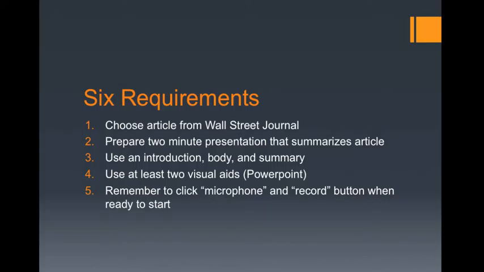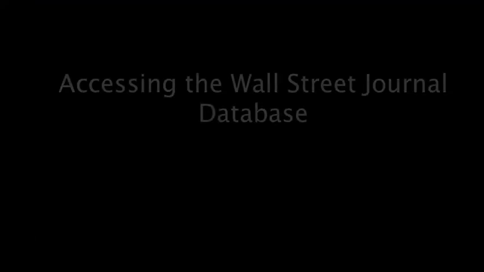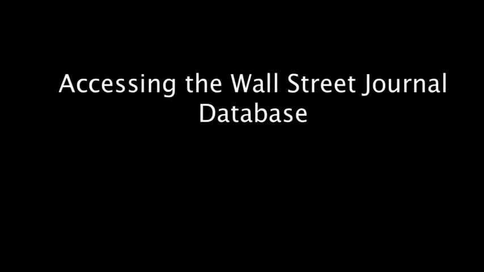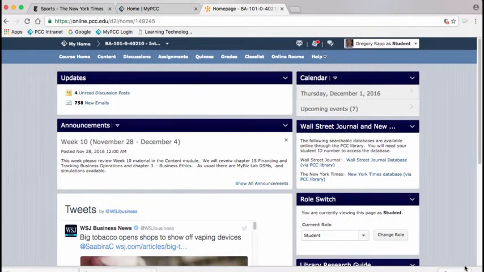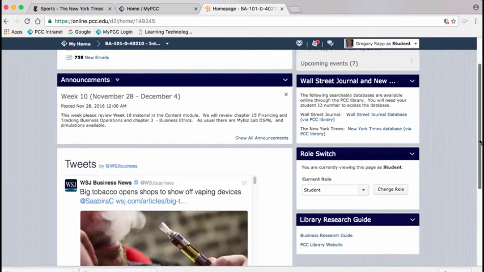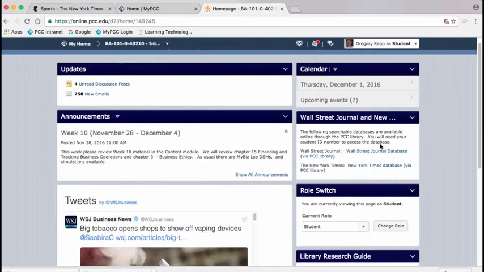So next, let's take a look at how you can access the Wall Street Journal database from the library. All right, so a very easy way to get articles from the Wall Street Journal is to use the Wall Street Journal database through PCC's library. Now I've created a very quick link here on our course homepage that you can use to access this database from wherever you are.